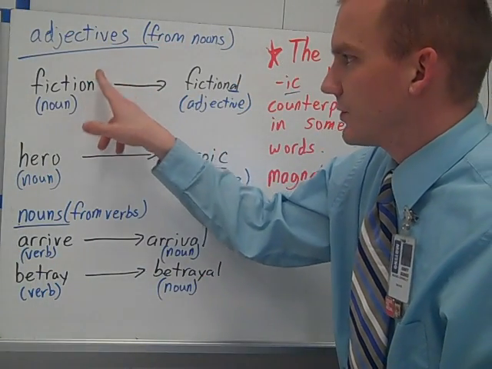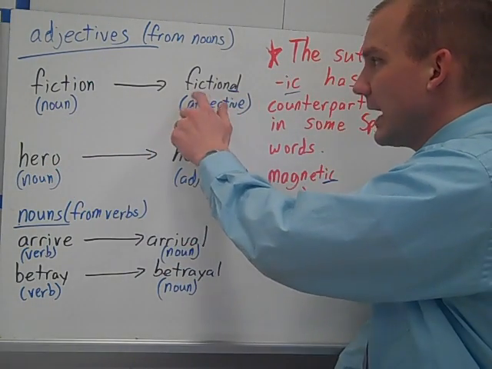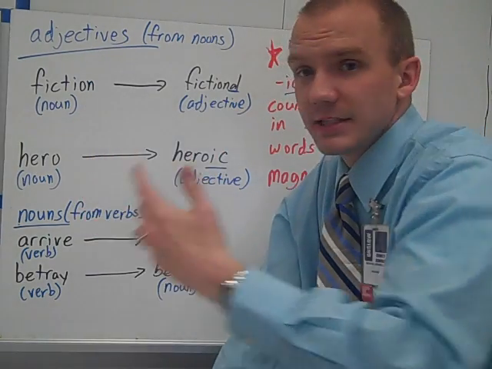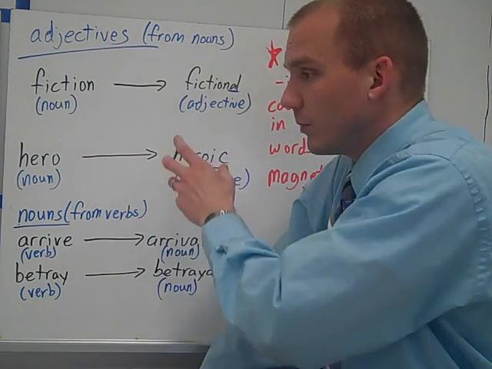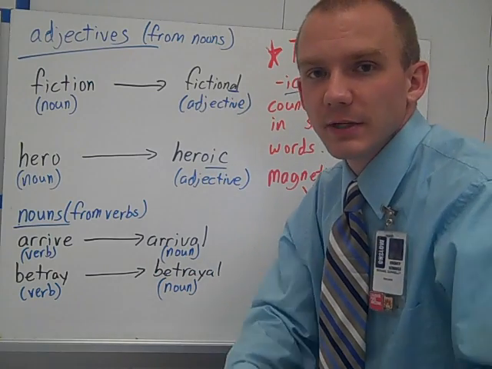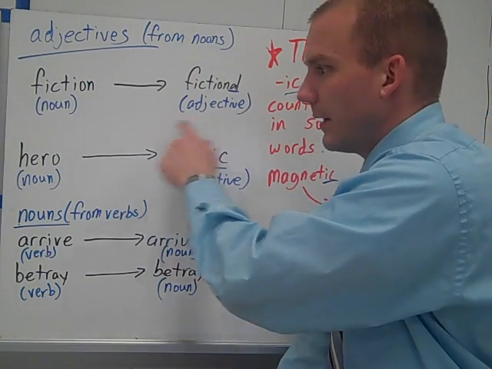So the adjectives from nouns, you have fiction. You put on the suffix al, it becomes fictional. That's an adjective. Fiction is a made-up story. Fictional might describe like, oh, that's fictional. You're telling someone that something is made up. It's fictional. So that makes it an adjective when you add the al.